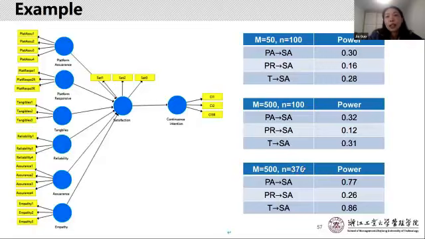When the sample size increases from 100 to 376, the power increases to a large degree. You can see that for the first part, the power is 0.32 for the sample size 100, but for the last sample size, the power is 0.77. So we can say that the sample size really will affect the power.